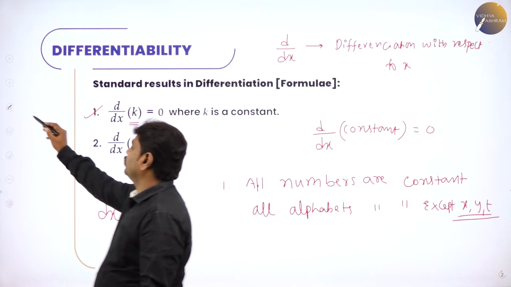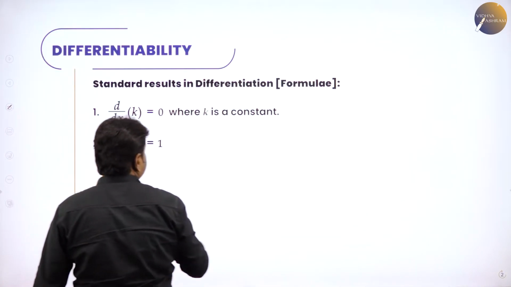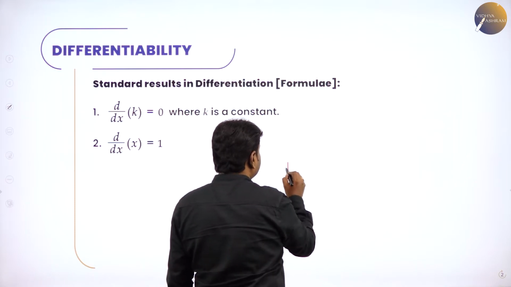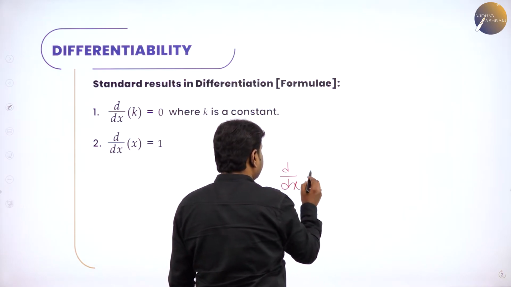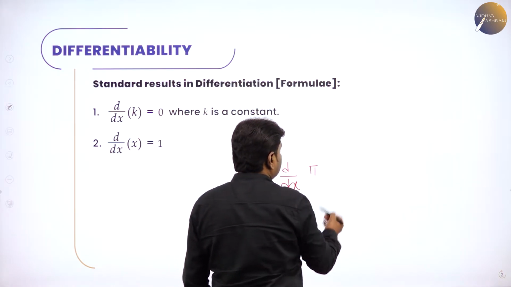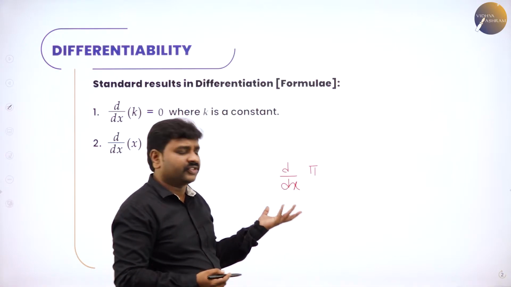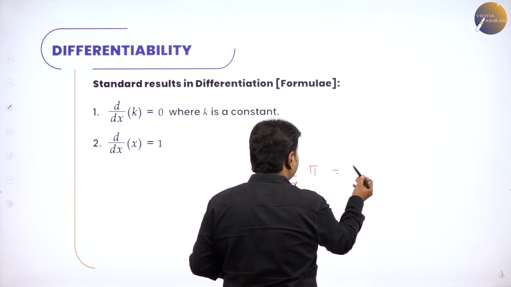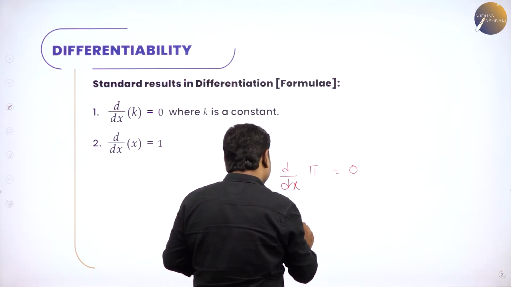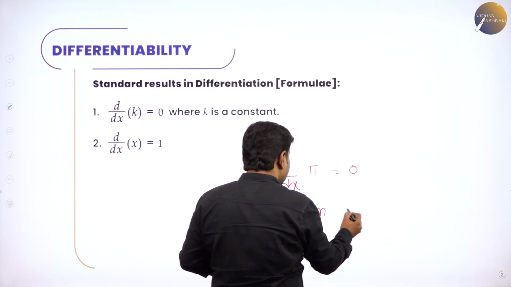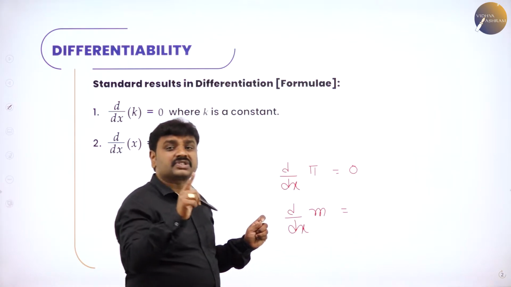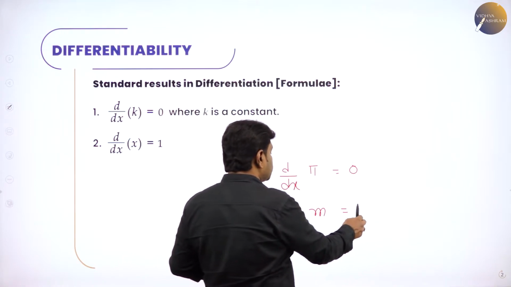Now if I ask you what is d by dx of pi? All of you know what pi is. Pi means 22 by 7. That is also a constant. So the derivative is 0. If I ask you what is d by dx of m, all alphabets except x, y, t are constants. So the derivative of m is also 0.